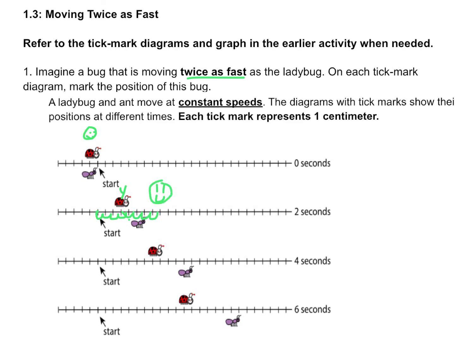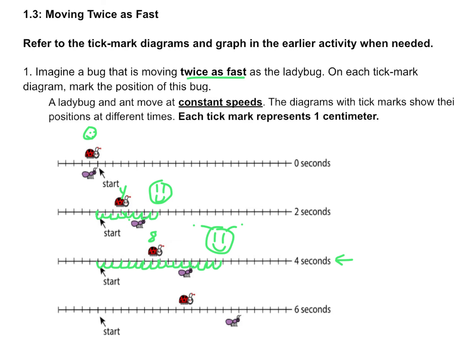Okay, let's go on to what happened after 4 seconds. Our ladybug after 4 seconds is at 8. So if we go twice as fast, we'll be at 8 and 8, which is 16. So move ahead. 1, 2, 3, 4, 5, 6, 7, 8. Twice as fast means 8 more. 9, 10, 11, 12, 13, 14, 15, 16. Our new bug will be at 16. So we put our new bug there. You can make your bug with antennas or whatever you want to do.